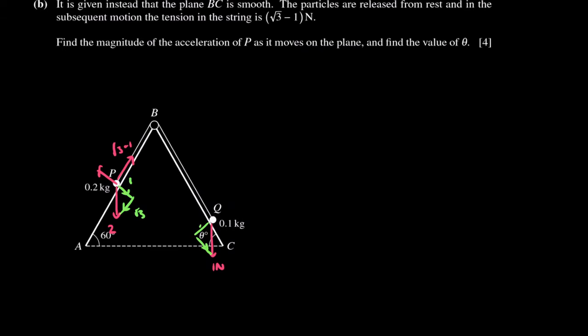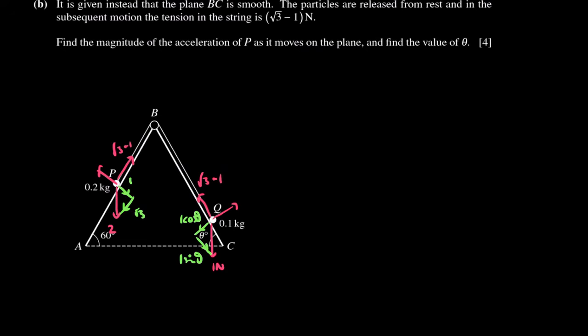Well, in this case, the angle is theta, isn't it? So this is going to be 1 sine theta, the component that's parallel to the plane, and this will be 1 cos theta. Okay, and here again we've got a normal reaction force, but we're not really interested in that. And we've got a tension that's acting up the plane, and that tension is root 3 minus 1. Well, we just need to do a little bit of analysis, right?